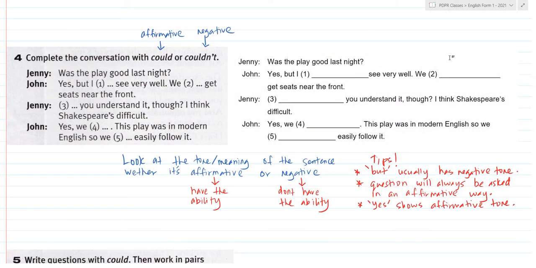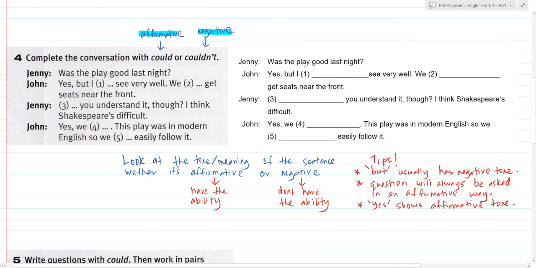Okay, now for part 4, complete the conversation with could or couldn't. Okay, as I've written here, could is used for affirmative, couldn't is used for negative. Okay, to choose the correct answer, first look at the tone or the meaning of the sentence, whether it's affirmative or negative. Okay, and then I write here tips. If in the sentence you have the word but, usually it has a negative tone. And if the blank space you need to fill in is a question, it will always be asked in an affirmative way. And if the sentence has the word yes, it always shows an affirmative tone. Okay, so let's go through the conversation.